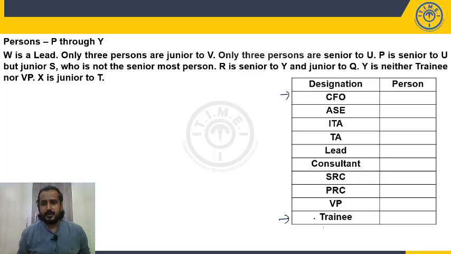most experienced to least experienced. What is the first clue given? W is a lead. So I can fix W here. Direct information. Only 3 are junior to V. So below V, how many will be there? Only 3. So V will be the fourth from the junior most, so it will be SRC. Because below V, only 3 are there, so it is satisfying. So V, W. Next, only 3 persons are senior to U.